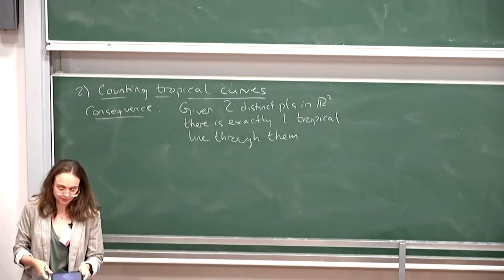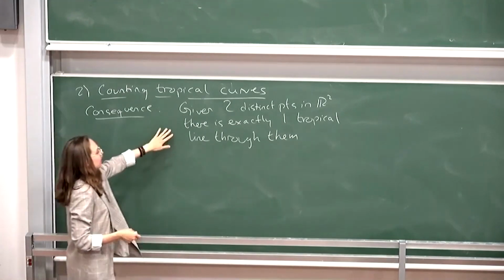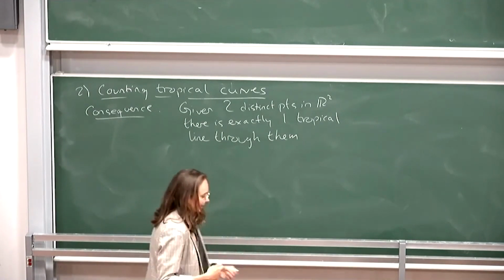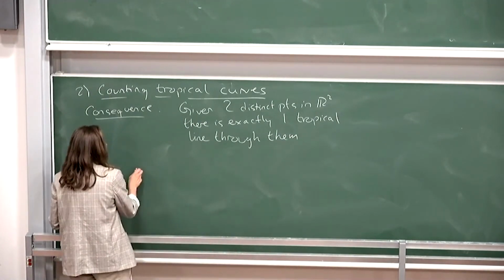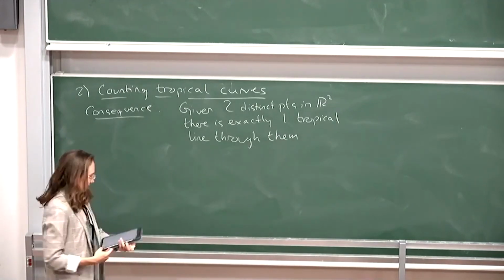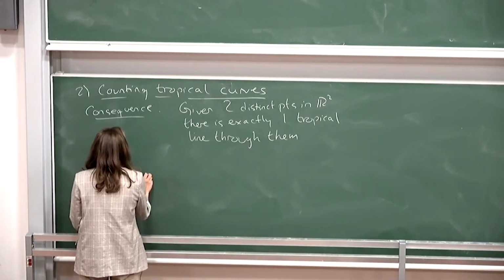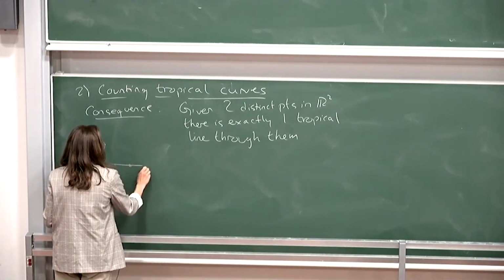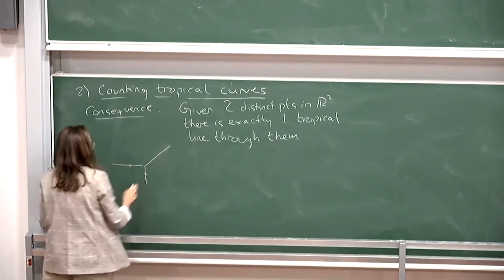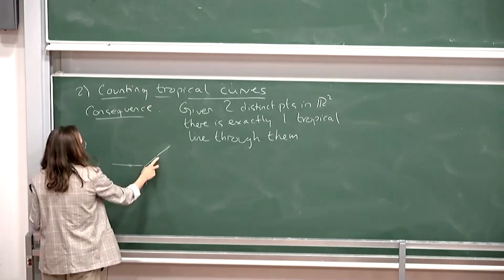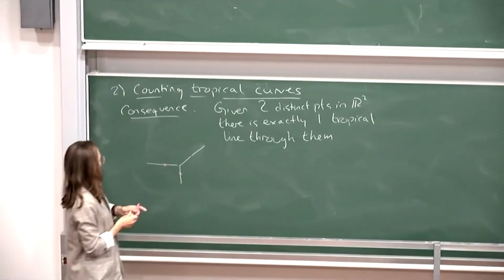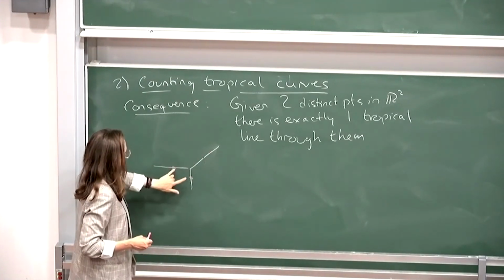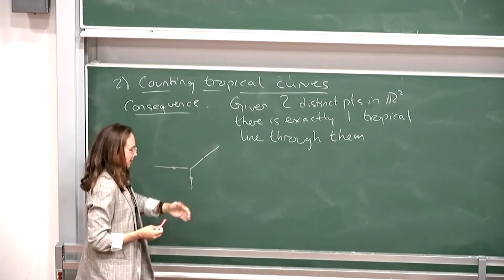So why is that? First of all, this should really remind you of the classical case. If you have 2 points in the plane, there's exactly one line through them, and this is also true in the tropical world. So that's kind of nice. I could either have my points arranged like this, and then the only tropical line that goes through them is this one here. The only tropical line looks like this, and these 2 points give me where these 2 edges are.